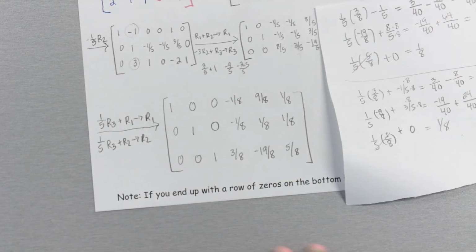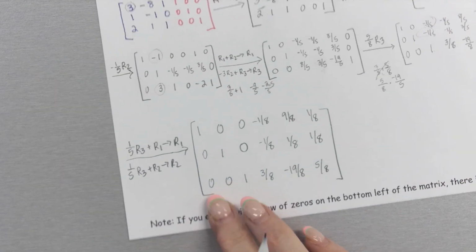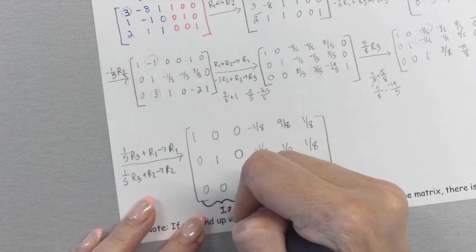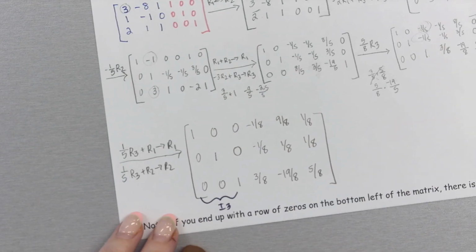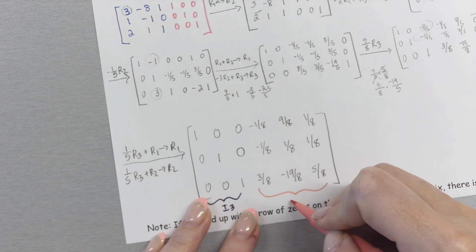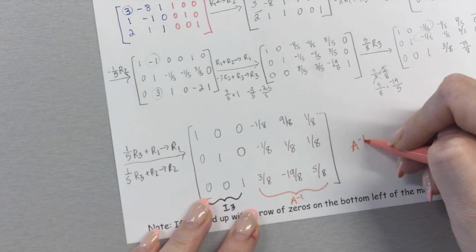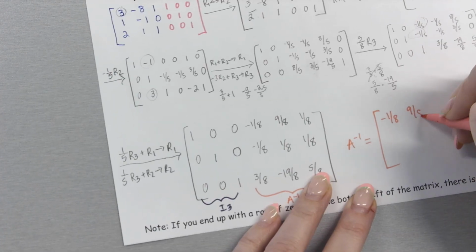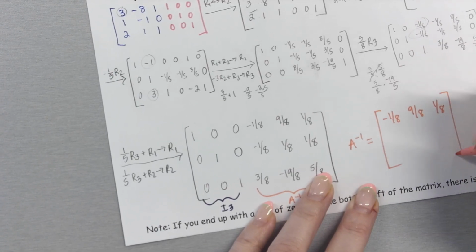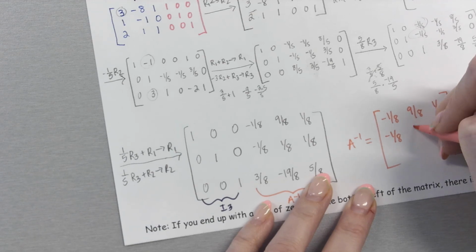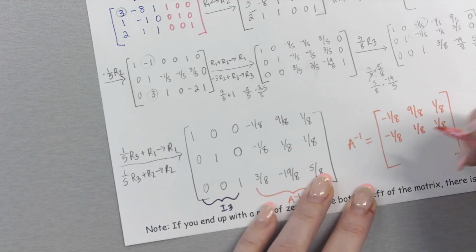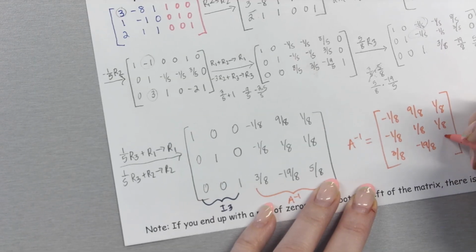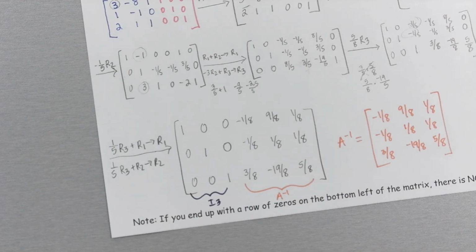All right, and then once you have that, now you can see this is your identity matrix, right? This is the I sub 3. This is going to be your solution. Okay, so your inverse is negative 1/8, 9/8, 1/8. I tried to do the more difficult one in class and not as many difficult ones on the assignment.